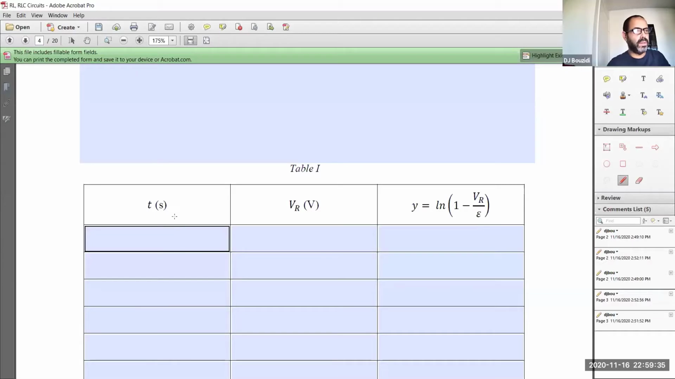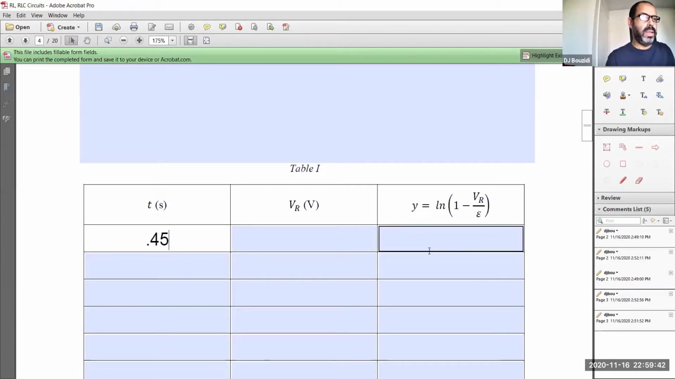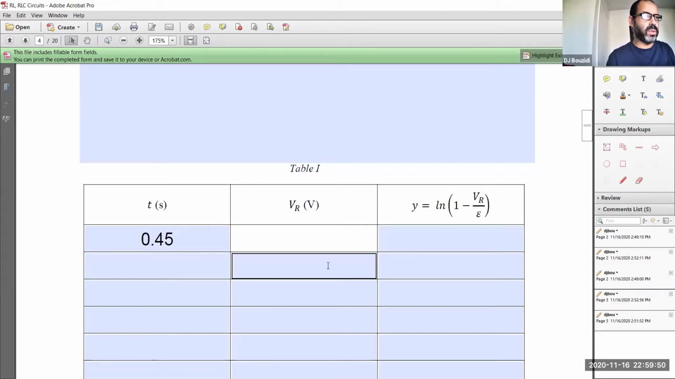Stop sharing that screen and come back into this table. And the time is 0.45 seconds. And the voltage across in here is 1.03. How much is it? Yeah, 1.03 volts. Okay. Remember, the EMF is 12, so this number 1 minus something over 12 is going to be less than 1, so the log is going to be negative in here. Okay.